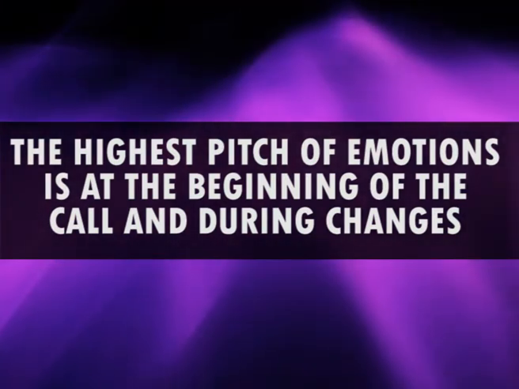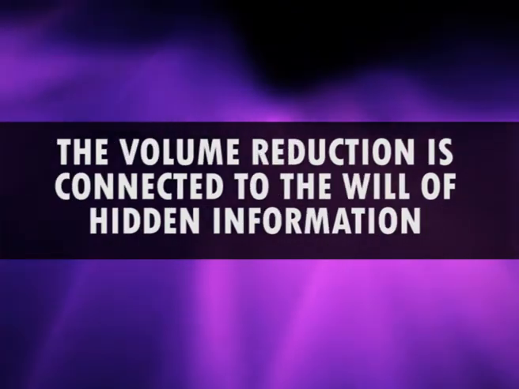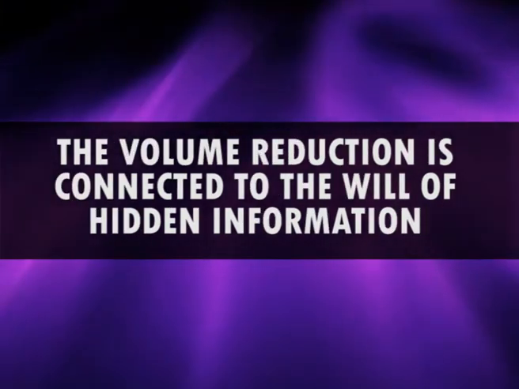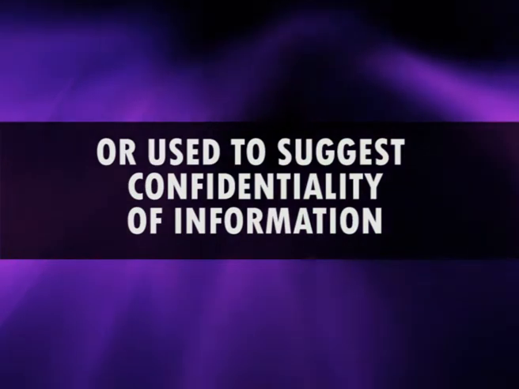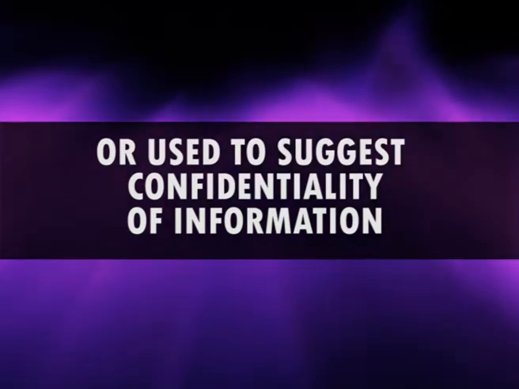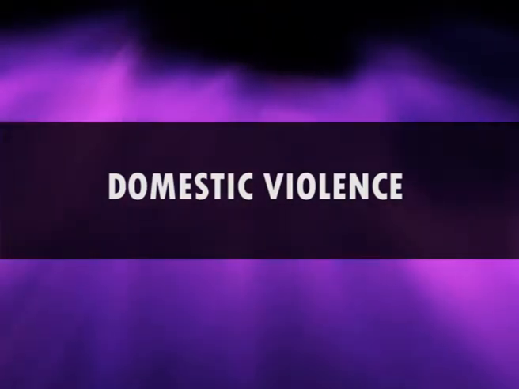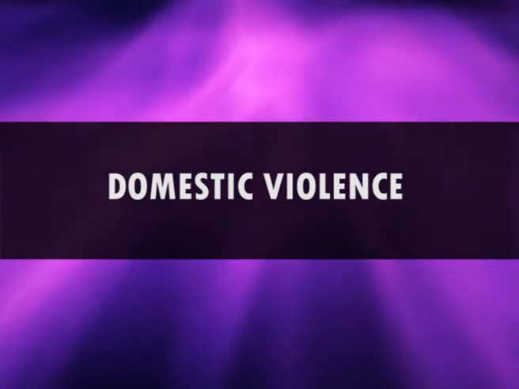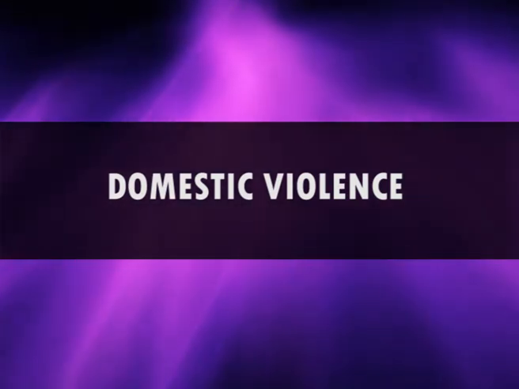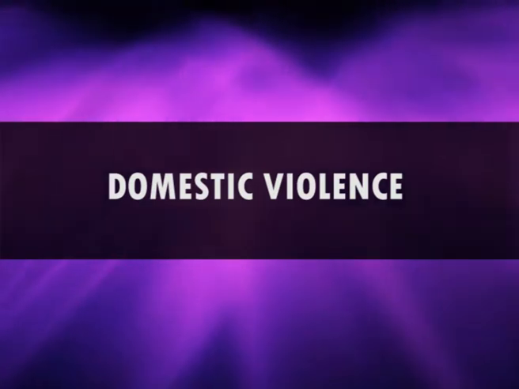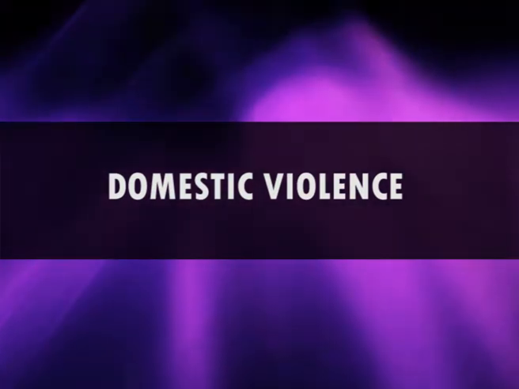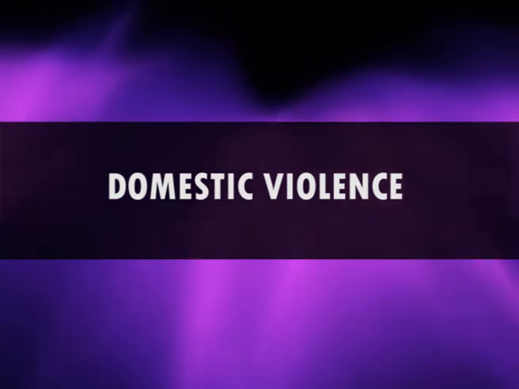The voice volume reduction is connected to the will to hide information or is used for suggesting confidentiality of information. For example, a victim of probable domestic violence can experience fear in some situations, or have the fear to be caught by the offender while making the emergency call, and so she or he can reduce the voice volume in order to hide information from the offender mainly.